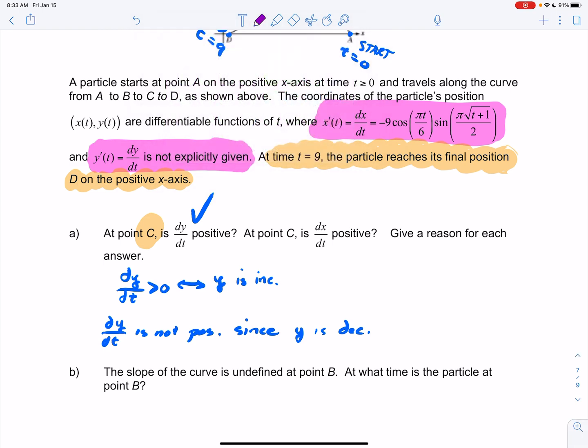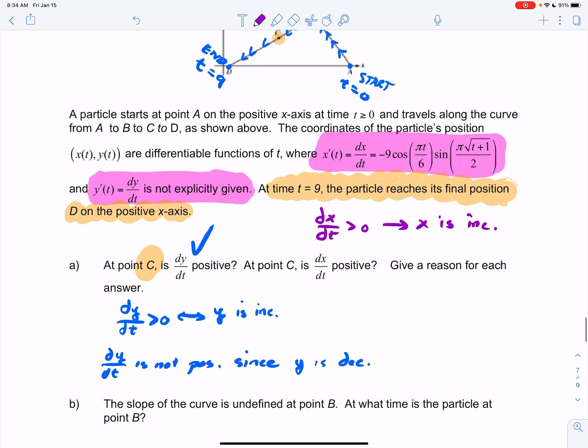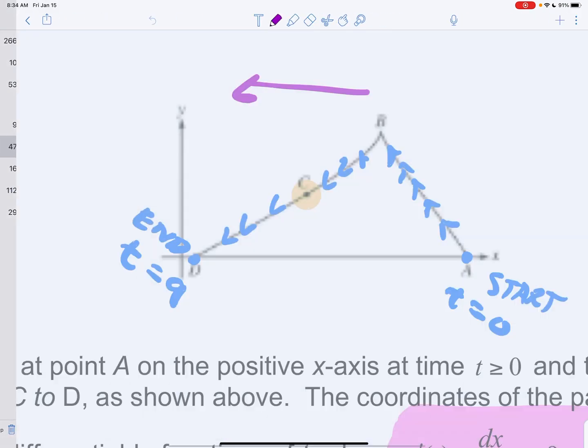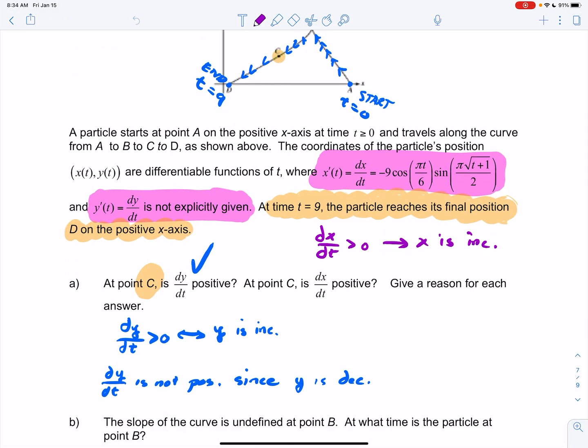At point C, is dx dt positive? If they're saying is dx dt positive, that's implying that x is increasing. Now, if you think about the x value, what two directions does x go in? x can either go left or right. If x is increasing, that implies that x is moving towards the right. Now, take a look at point C. Is x moving left or right here? x is moving in a leftwards direction, so we know that x is decreasing in value because when you move left on the graph, x gets smaller.